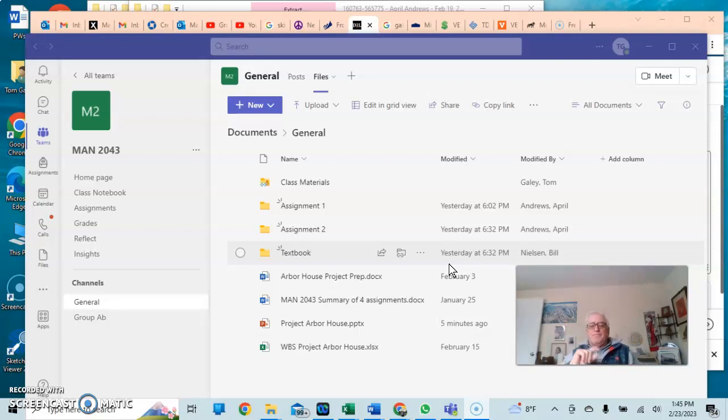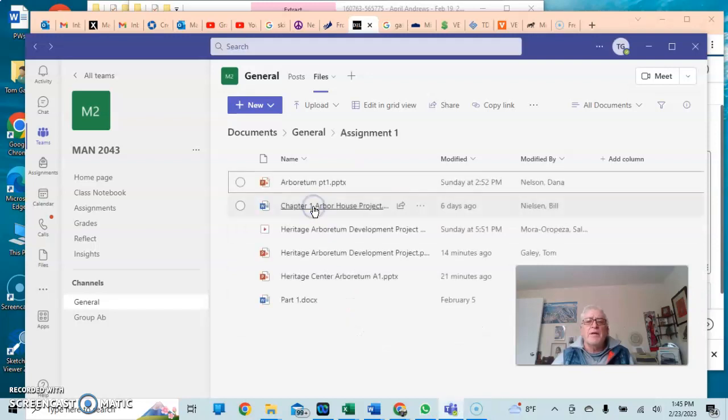First, on the technical side, like I already mentioned, MS Teams is for us to all look the same. As you can see here, this is Bill's Arbor House project in the PowerPoint. And then under assignment one, we had April's, and this is Salvador's, and that's Dana's. This one's Dana's right here. So making them all look the same is going to be one of the things to do.